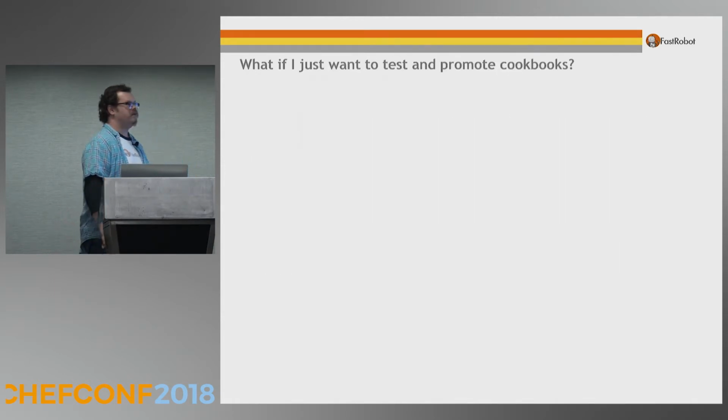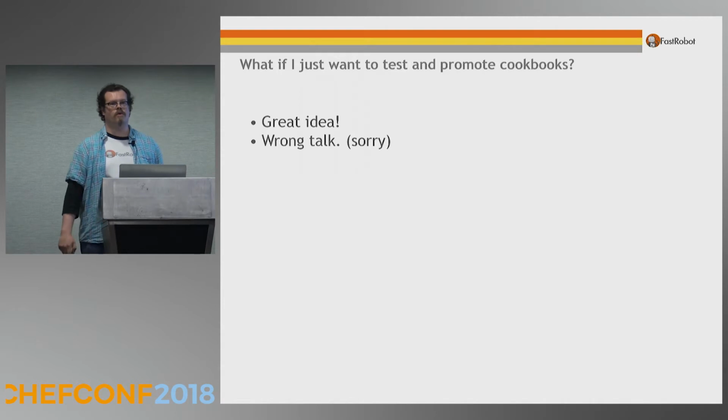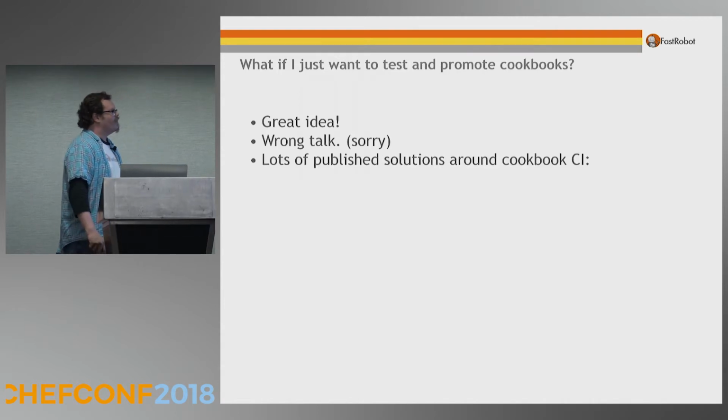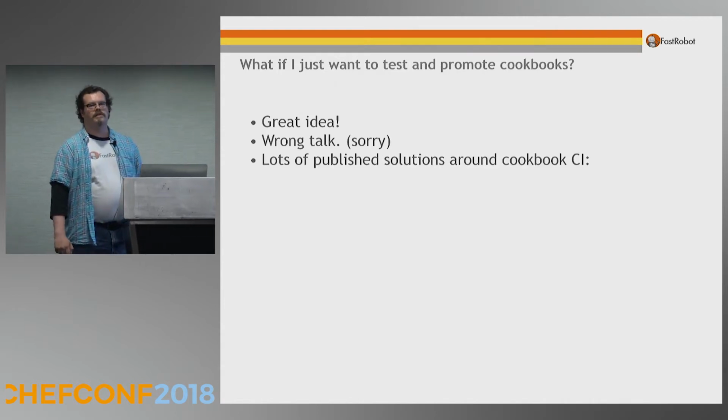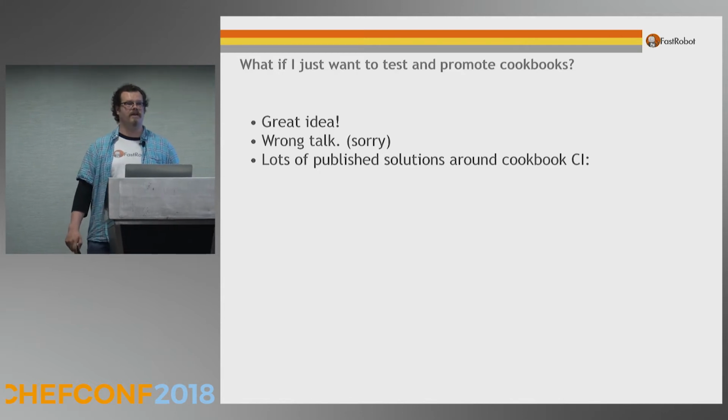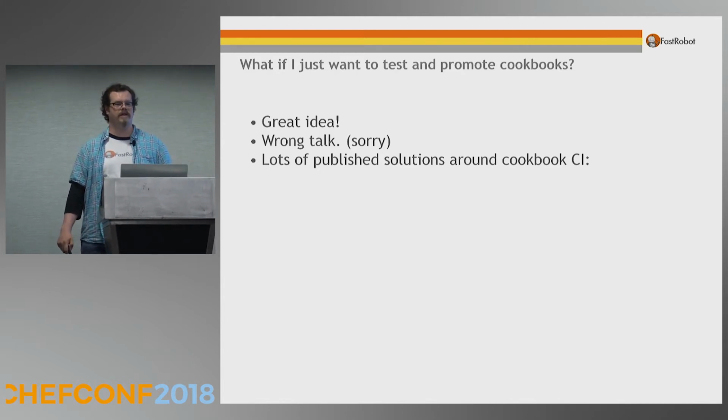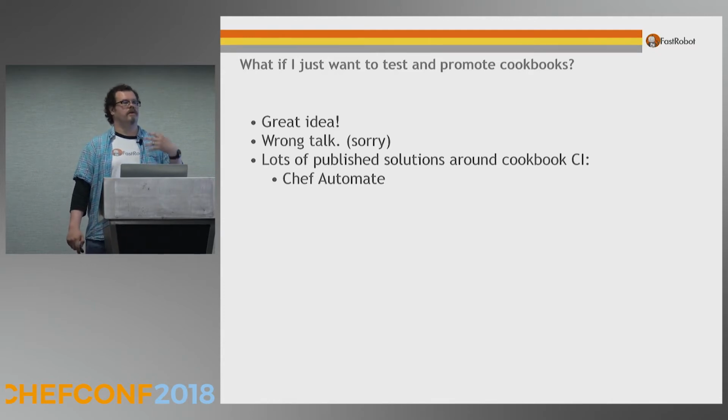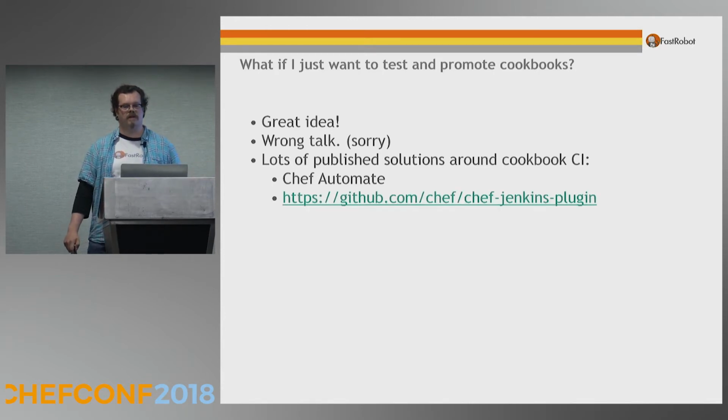So what if you just want to test and promote cookbooks only and you want to consider that half of the chef policy question? Great idea, wrong talk. There are lots of published solutions around this already. There's actually a parallel talk happening in the other room, so I can wait if you all want to leave. Chef Automate has a perfectly good solution around PR branches in GitHub, merge that down to a cookbook, run it through a bunch of tests and batteries, and promote it up to Artifactory or Supermarket.